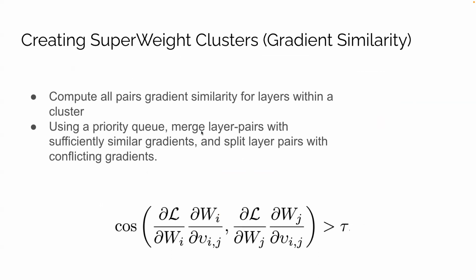Let's start with the most important piece, creating superweight clusters. We start with an initial clustering based on layer depth. After a short pre-training, we compute all pairs gradient similarity for layers within a cluster. Then, using a priority queue, we merge layer pairs with sufficiently similar gradients and split layer pairs with conflicting gradients. This results in a final SuperWeight cluster assignment of layers.